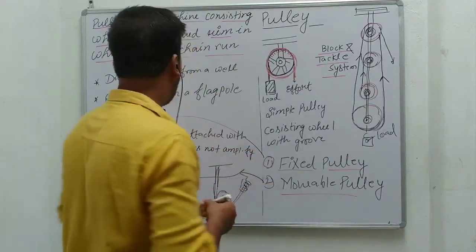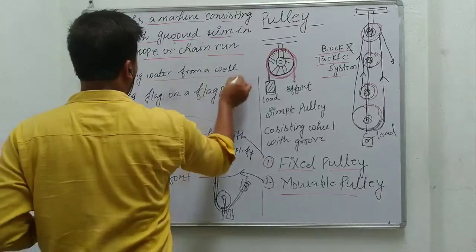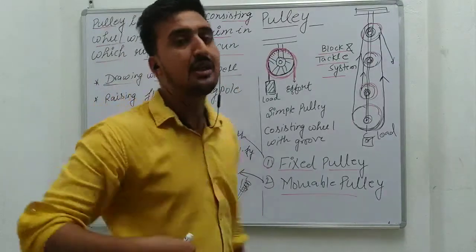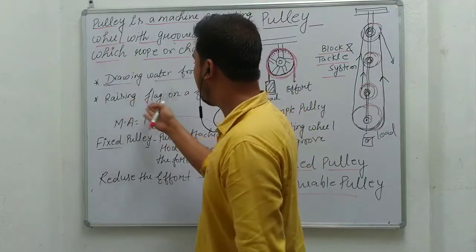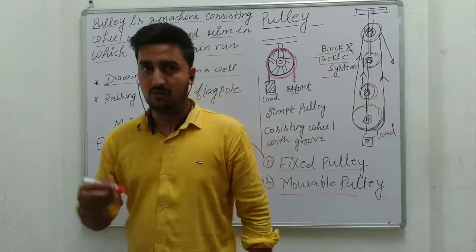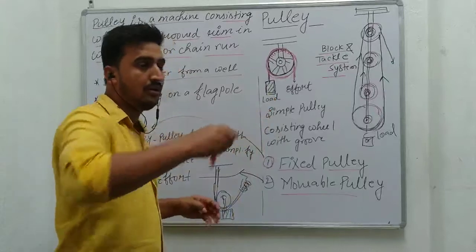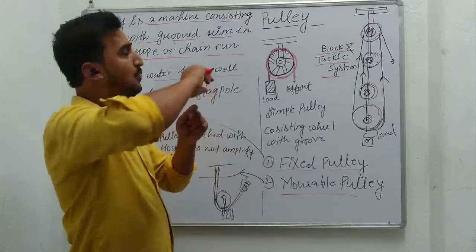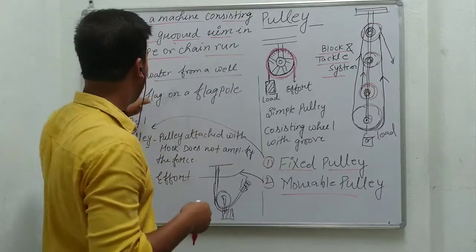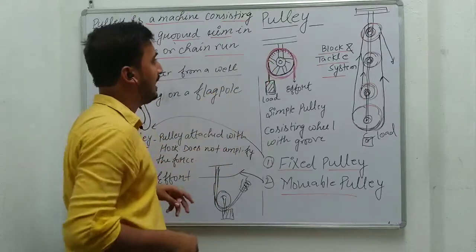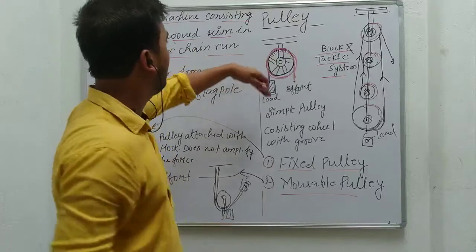We can take the example of drawing water from a well, a very important and basic example, and the second one is raising a flag on a flagpole. If you have to raise the flag on a flagpole, we can lift that flag only by using this wheel and ring system.